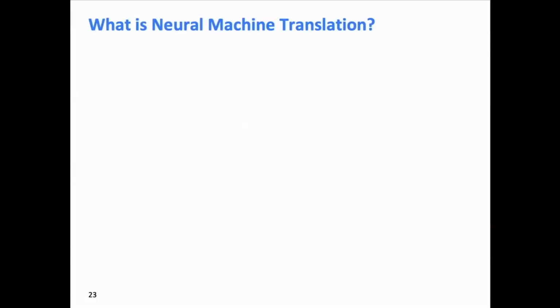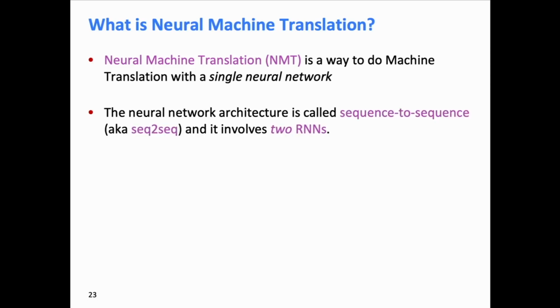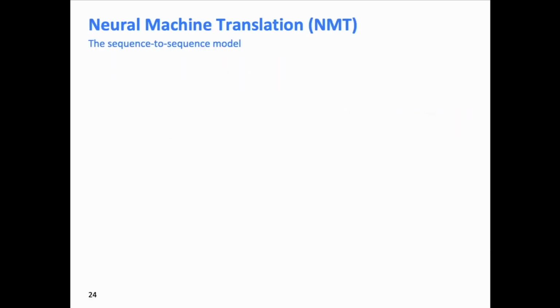So what is neural machine translation? The idea is that NMT is a way to do machine translation, but using just a single neural network. And the neural network architecture that they use is called sequence-to-sequence, or sometimes just called Seq2Seq. And it involves two RNNs. It's called sequence-to-sequence because you're mapping one sequence to the other, the source sentence to the target sentence. And you need two RNNs basically to handle those two different sentences. All right, let's look at a diagram to see what sequence-to-sequence is in detail.